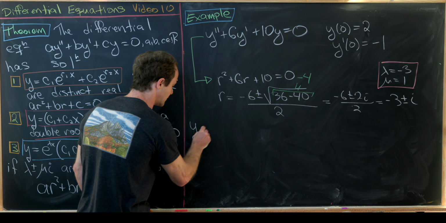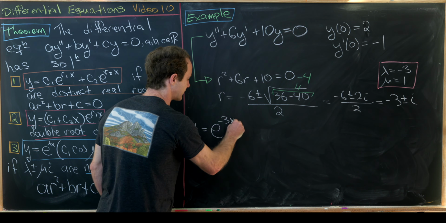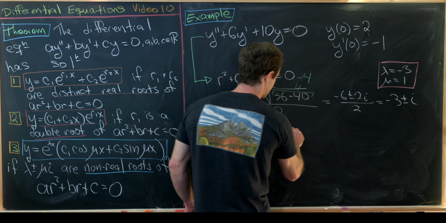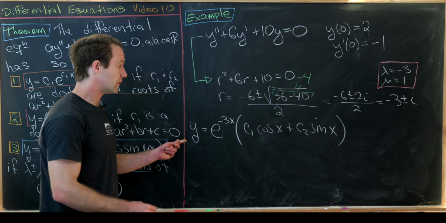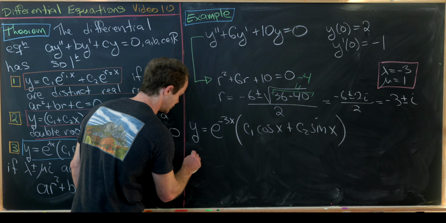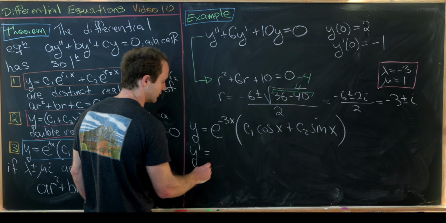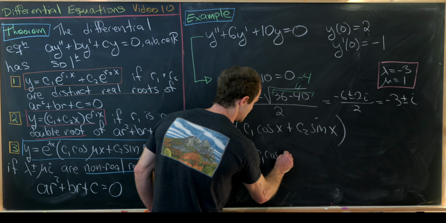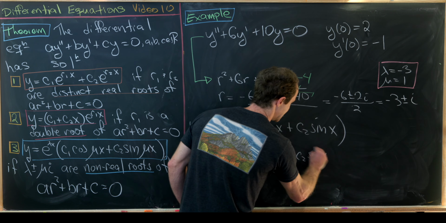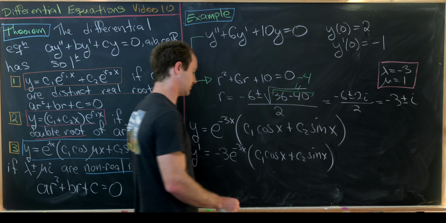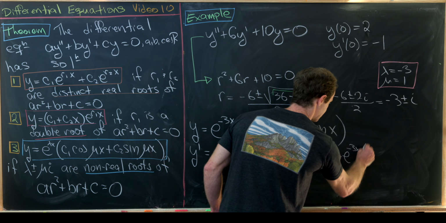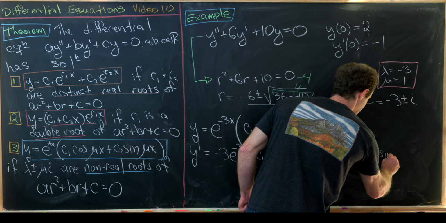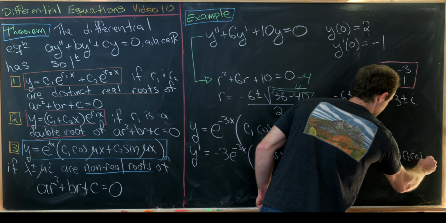Okay, so that means our general solution is e to the minus 3x, and then we'll have c1 cosine x plus c2 sine x. Now we can take the derivative of that because we'll need that for our initial condition. So notice that the derivative here will be minus 3 e to the minus 3x, and then we'll have c1 cos x plus c2 sine x. So that's from taking the derivative of the exponential part, and then plus e to the minus 3x times the derivative of the trigonometric part. So that'll be minus c1 sine x plus c2 cosine x.